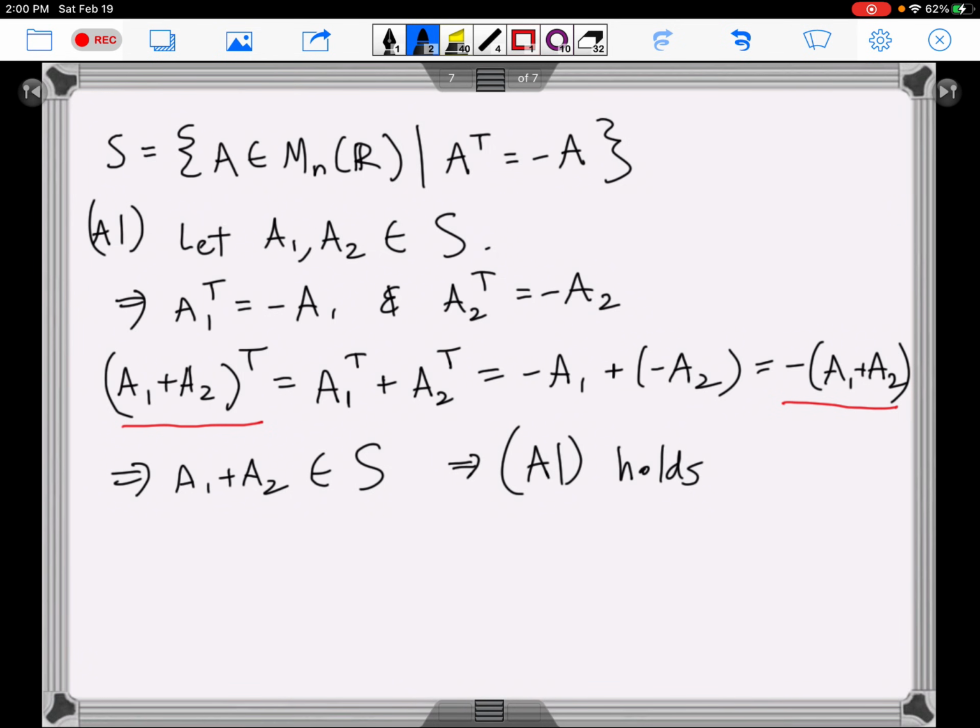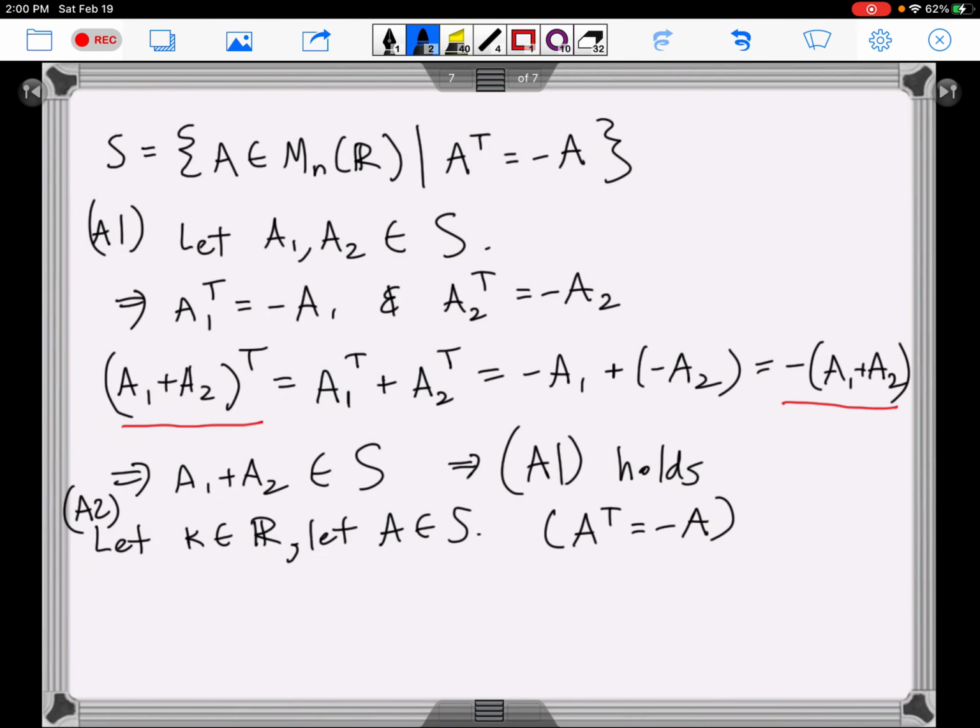Okay. So now let's look at axiom A2. Let K be a real number, and let's also let A be in S. Remember, this means that its transpose is equal to its negative, right? So now we want to show that the same thing is true for K times A. So what is (KA) transpose? Well, if you multiply a matrix by a scalar and then do the transpose, that's the same thing as doing the transpose and then multiplying by the scalar. We know that's true.